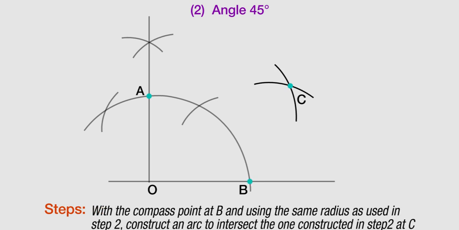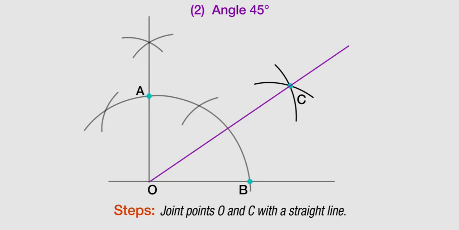Step 4. Join points O and C with a straight line. That gives you angle 45 degrees. So we have BOC to be 45 degrees, and we also have angle AOC to be 45 degrees. It means we have bisected 90 degrees.